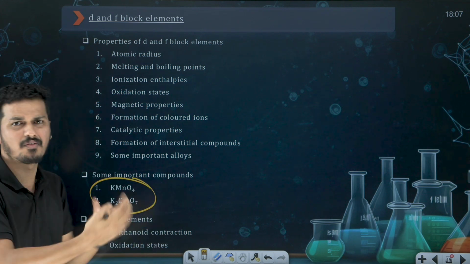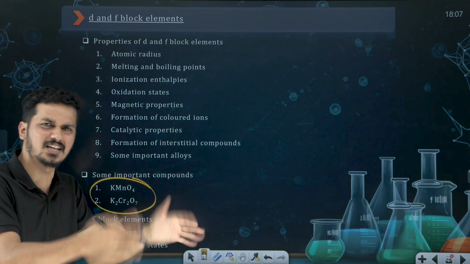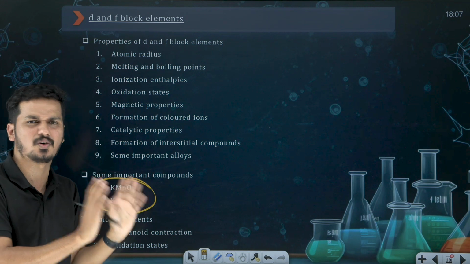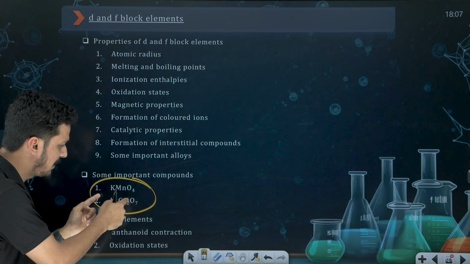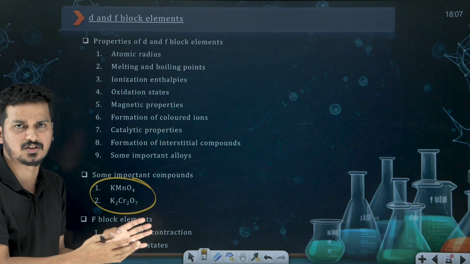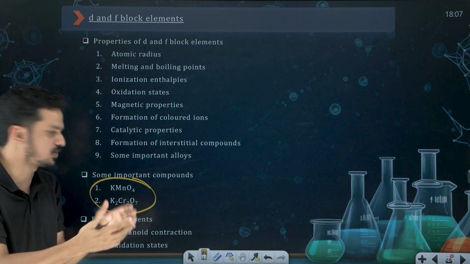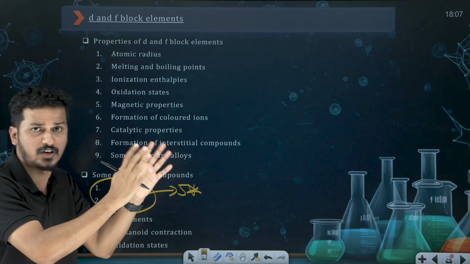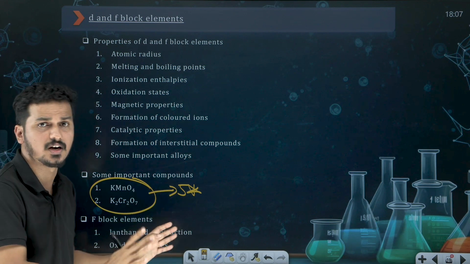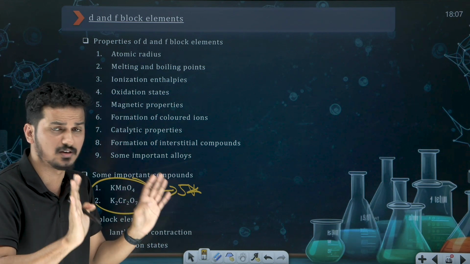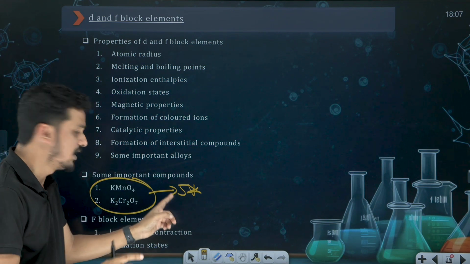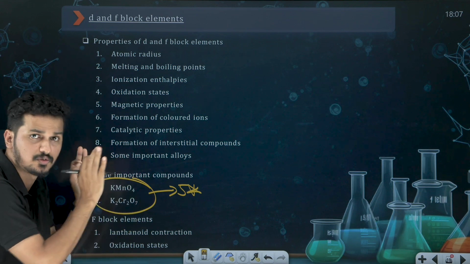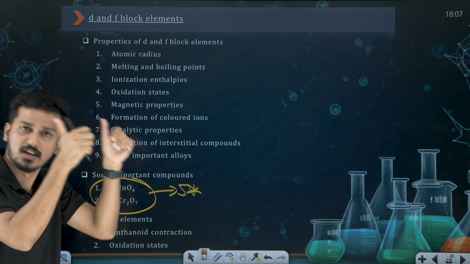Whenever we look at questions from this chapter, in JEE sessions they usually ask one question from either KMnO4 or K2Cr2O7, their properties. So I'm giving a 5-star here. Very important. Without looking at this one, please don't go to the exam. You have to check this, learn this, then go and write the exam. It will be fine for you.